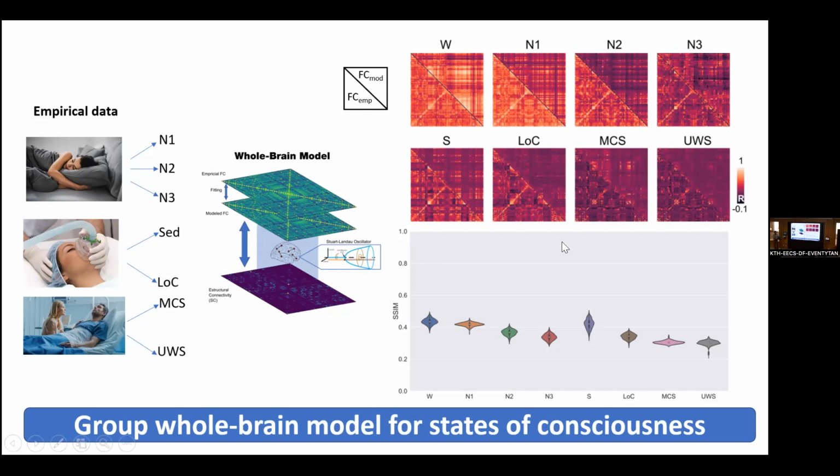And then in this lower panel, we show the structural similarity index in modeling each condition. As you can see, they are more or less quite similar to each other. There's not one that is really good and another that is really bad. It decreases as the level of consciousness decreases, but not dramatically.